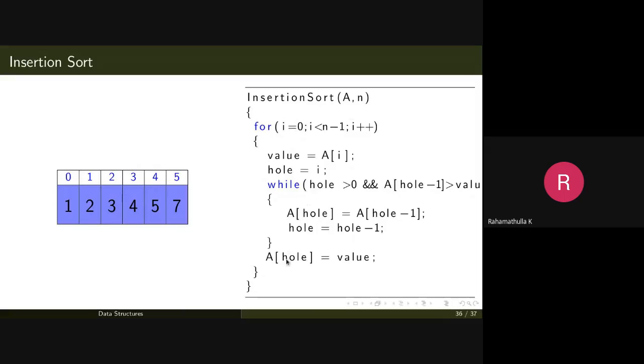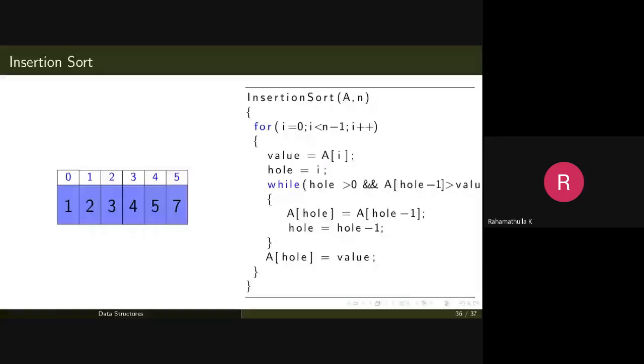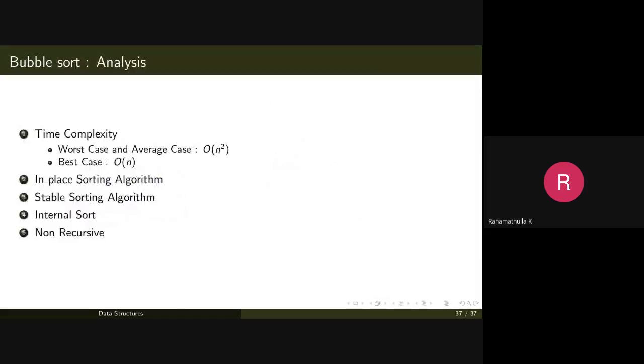The best case is the array is already sorted, and the worst case is the array is sorted in the reverse order. So in the worst case and average case, the algorithm runs in order of n square time, and in the best case, the algorithm runs in order of n time. It's an in-place sorting algorithm. As you can see, it's a stable sorting algorithm. It's an internal sort and it's a non-recursive algorithm.